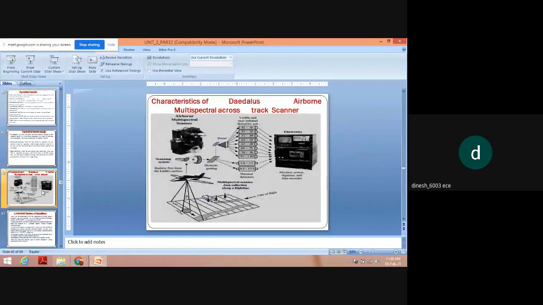So till this tracker and the scanner, multispectral scanner, I stop today's session. So any queries, type in the chat box.